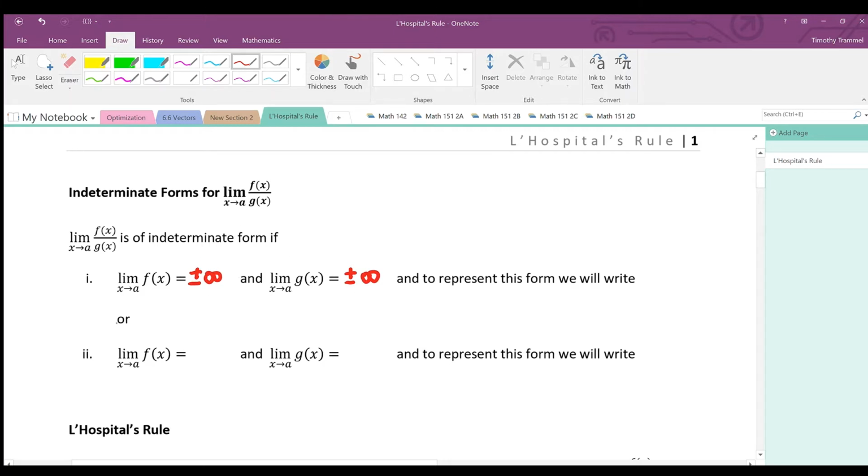And the other option we have is if both of these limits are 0. If this happens, we'll be able to use L'Hopital's rule, but we call these cases indeterminate forms. Okay, and I want to explain why.